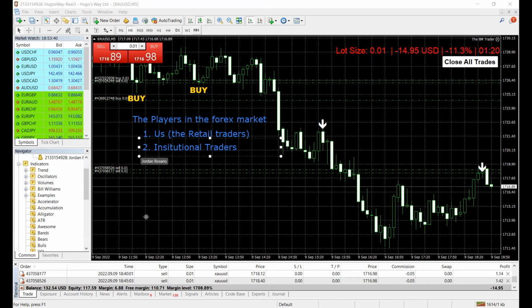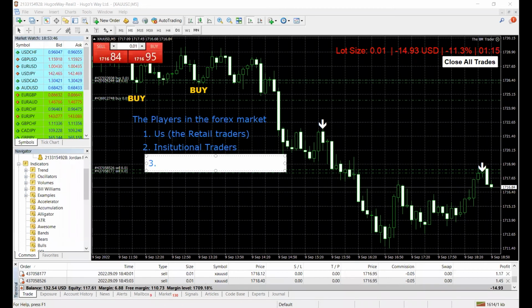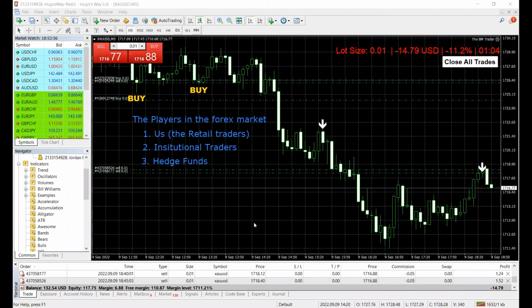So institutional traders, that's another one. Now, the third one, hedge funds. These guys have a lot more capital than you and I, or even the institutional traders. They're big, big companies, big organizations with big pools of funds from investors that can spend a little capital. And they are going to really control the market.